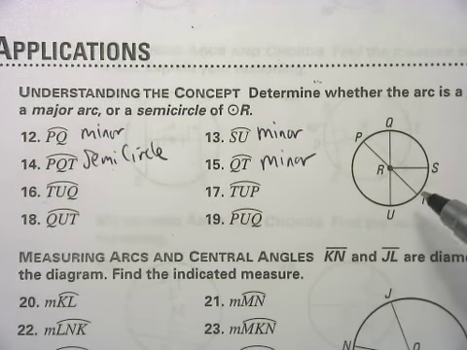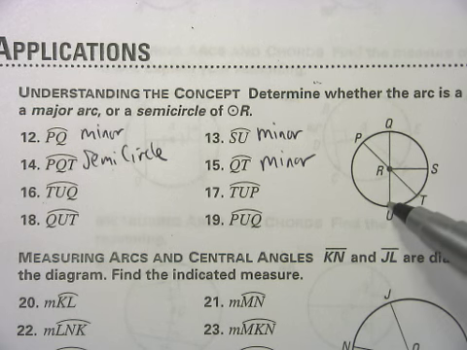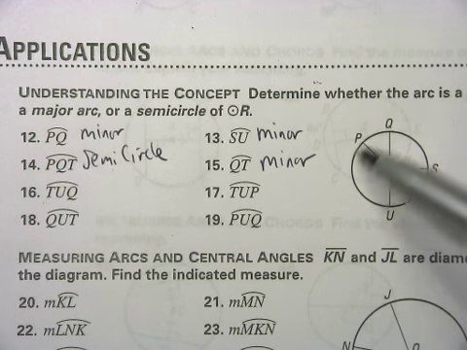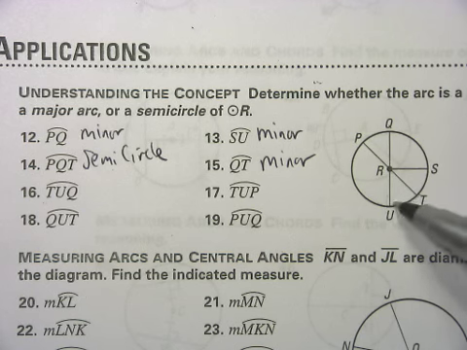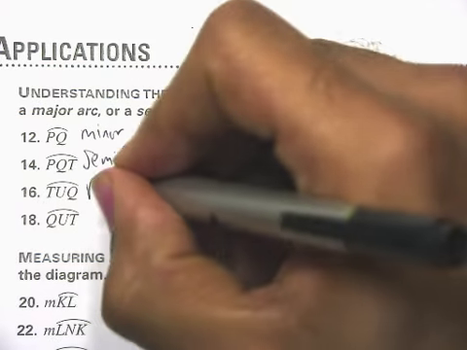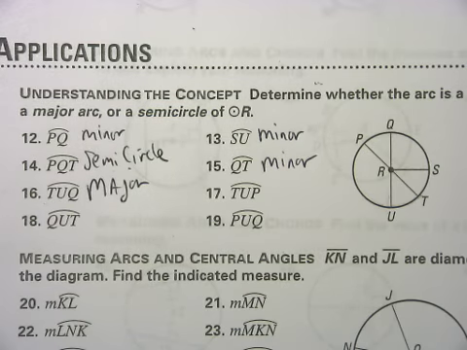Arc TUQ. Here's TUQ. Wow, look at that. T to U and then U to Q. Well, we can see here that this is half a circle because here we have a diameter. So TUQ is taking half this circle and this little part here, so we know that's more than half. So we know that it is a major arc. It is a major arc.